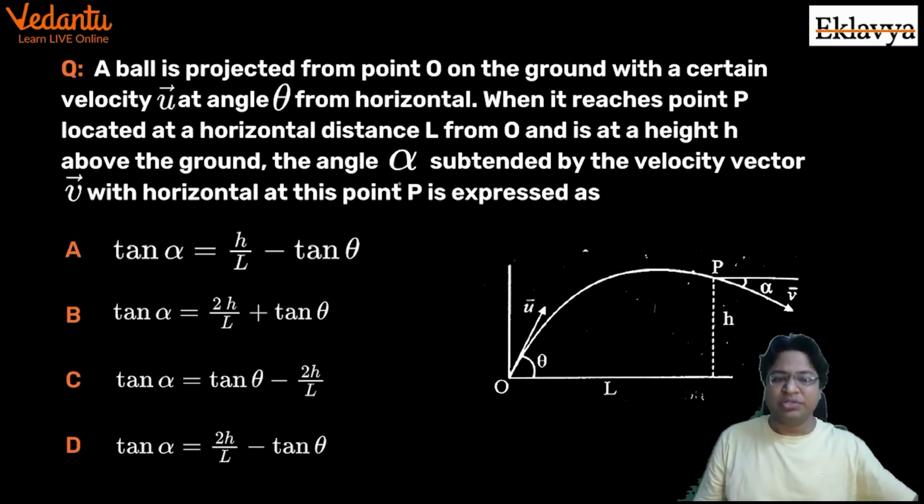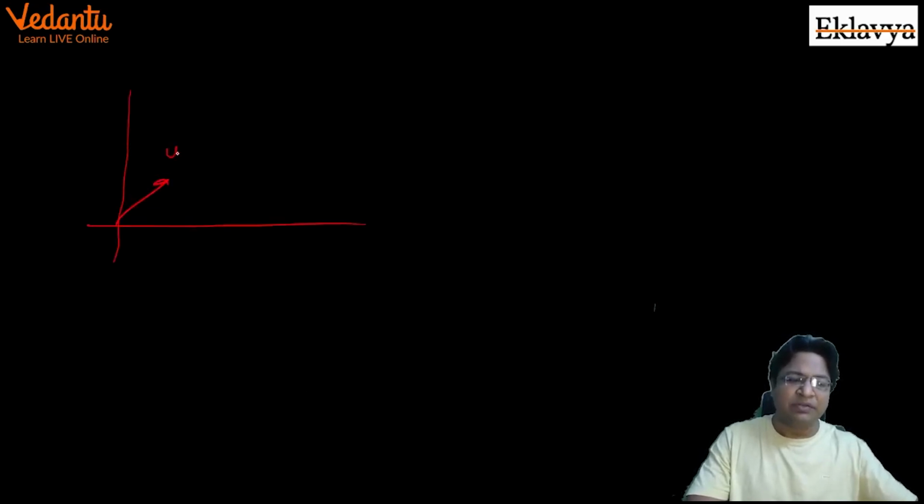It says a ball is projected from the point O with a speed u at an angle theta, and after covering a horizontal distance L, the velocity vector was making an angle alpha below the horizontal. The height at that moment was h. The question is asking us to find the value of tan alpha. So let's see how we are going to do this question. The particle is projected with the speed u at an angle theta. It goes like this, and somewhere here it is moving at an angle alpha with the horizontal.